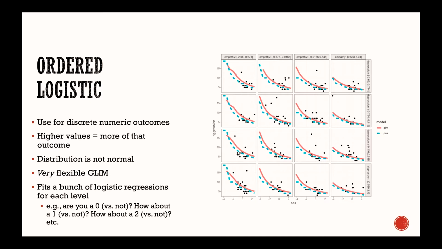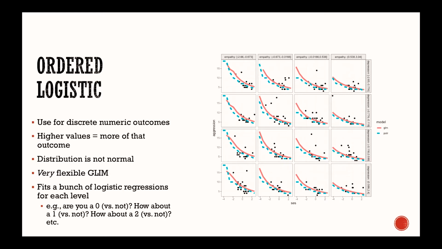So let's say you've got a Likert scale from 0 to 10. It's going to fit a logistic regression and say, is your score 0 or not? And then once it fits that logistic regression, it's going to say, all right, are you a 2 or not? Technically, I think it's a 2 or higher, or a 1 or higher. And then it says, are you a 2 or higher? Are you a 3 or higher? And then it just does that a bunch of times until it covers all its bases.